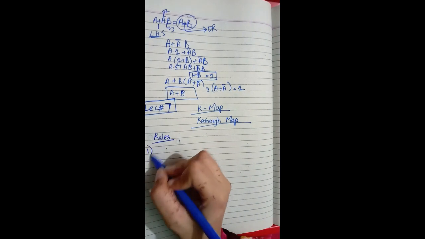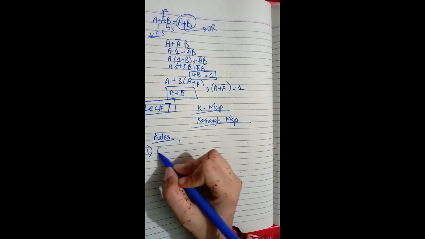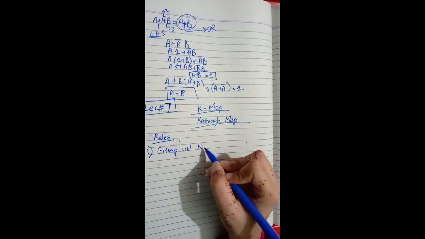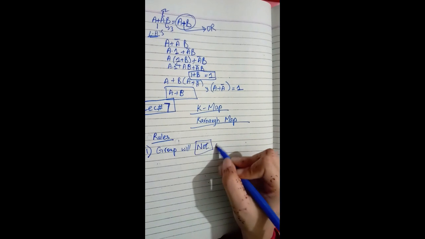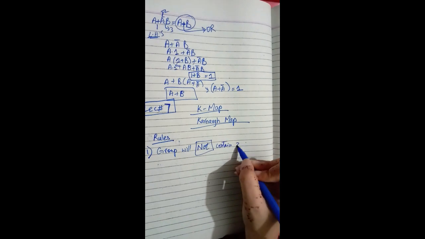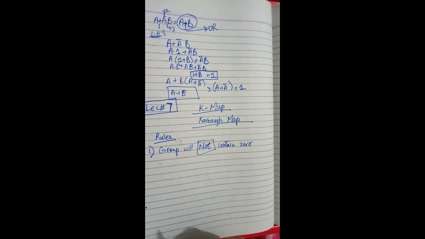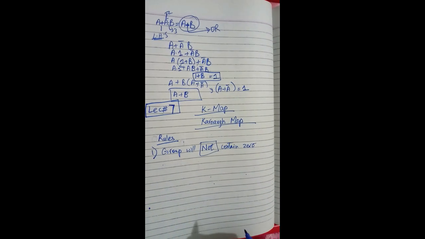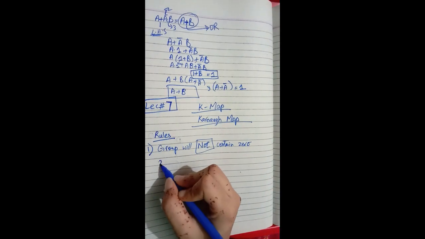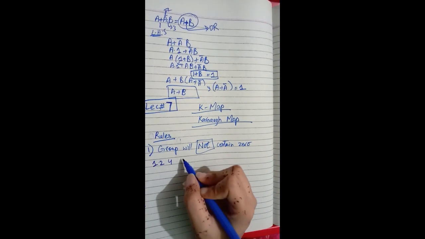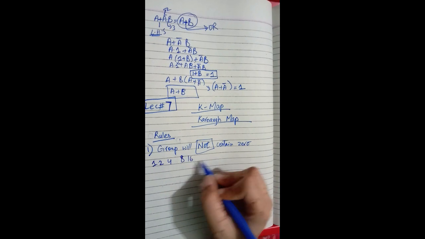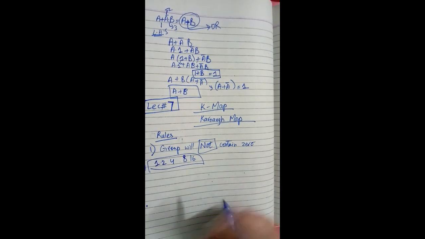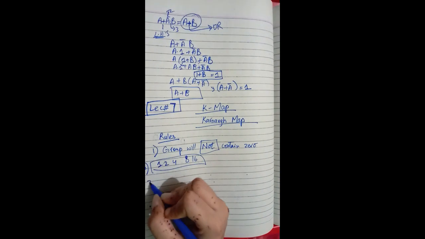The rule number 1 is our group will not contain 0 in it. This is our first rule to make K-Map, that says group will not contain 0. We can make group of 1, 2, 4, 8, 16. This is how we make group. These all points will be clear to you when we will make any one of the K-Map for the practice. It will be clear to you.